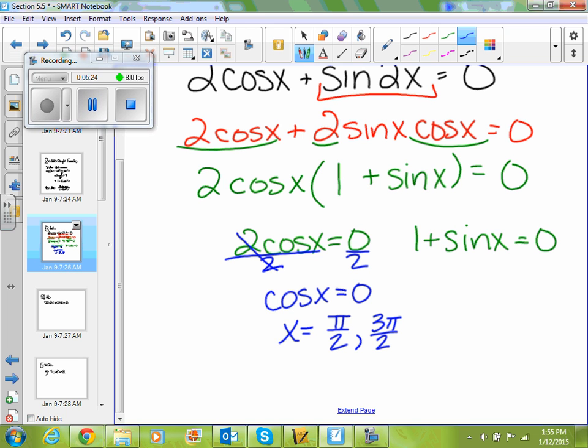So that part's solved, so then I need to solve this other one for sine of x. I subtract 1 from both sides, so sine of x equals negative 1. And so where is my sine of x equal to negative 1?